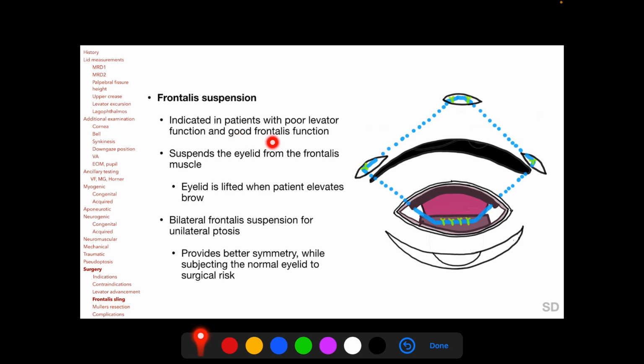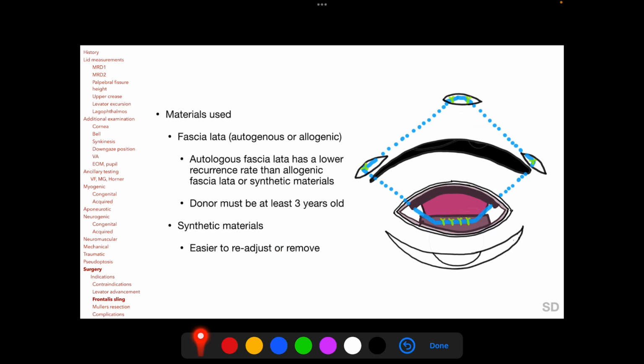with good frontalis function, as we have discussed. In this surgery, the eyelid is suspended from the frontalis muscle in the forehead, and following the surgery, the patient can lift the eyelid by elevating the brow. Some recommend bilateral frontalis suspension for unilateral ptosis because it provides better symmetry, but it subjects the normal eyelid to a risk of surgery. Materials which can be used as a sling for frontalis suspension include fascia lata, either autogenous or allogenic, or synthetic materials such as silicone rods.